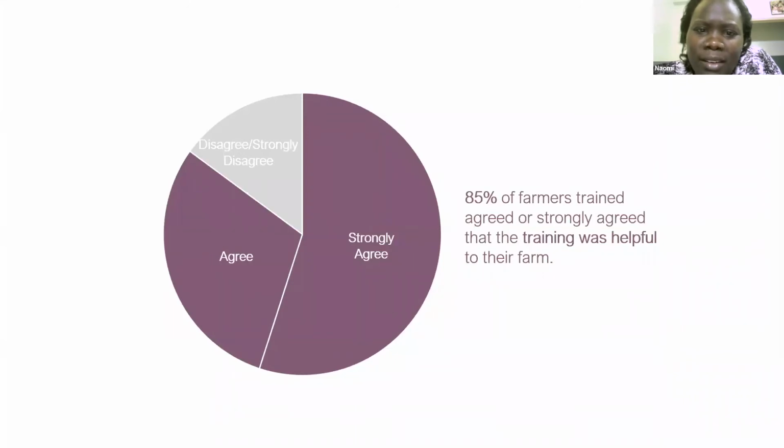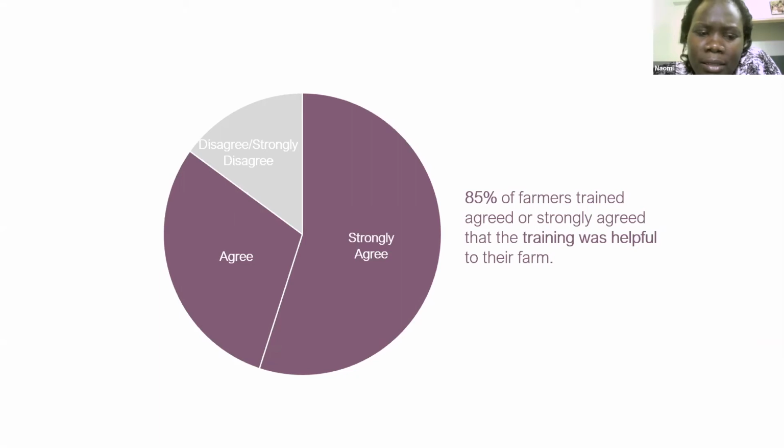Now this one, the pie chart is not quite catching, and then there are two colors to represent the same thing. So it gets confusing. And then disagree and strongly disagree is also in the same pie chart unit. So how do I differentiate?